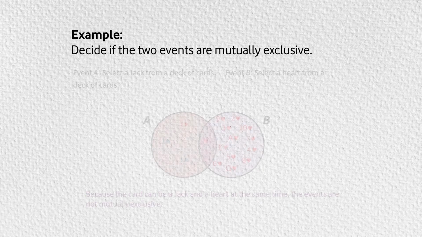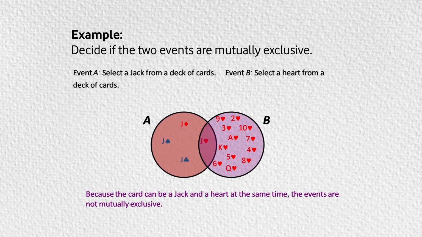Decide if the two events are mutually exclusive. Event A, select a jack from a deck of cards, and event B, select a heart from a deck of cards. We have put the circles in which A is about selecting a jack from a deck of cards, and B is about selecting a heart from a deck of cards. Because the card can be a jack and a heart at the same time, the events are not mutually exclusive, and this area is the overlapping area.